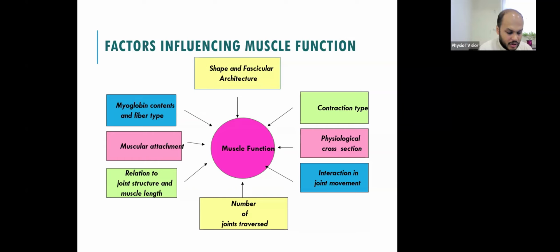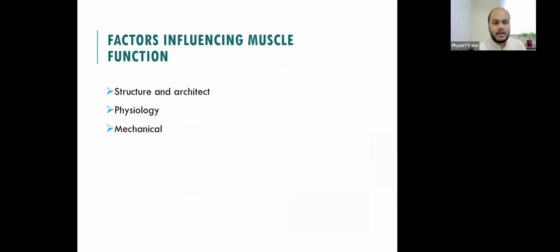Now, what do I mean by myoglobin content? The textbook definition of myoglobin is the hemoglobin of the muscle. It has the ability to store energy in the form of oxygen, which will help to cause the muscle contraction that is required, and of course the fiber type. We'll be talking about the types of fibers shortly. So these are the basic factors that influence muscle function, and we'll be starting with the first one. Broadly, they are divided into three aspects: structure and architecture, physiology and mechanical. We'll be talking about the structure and architecture first, and then we'll be moving towards mechanical.